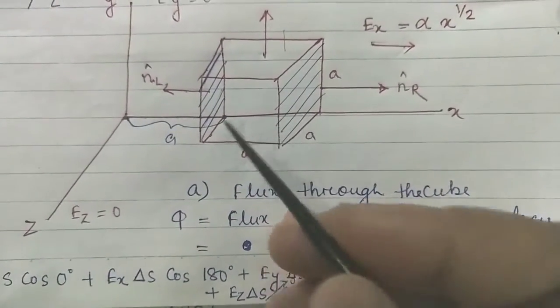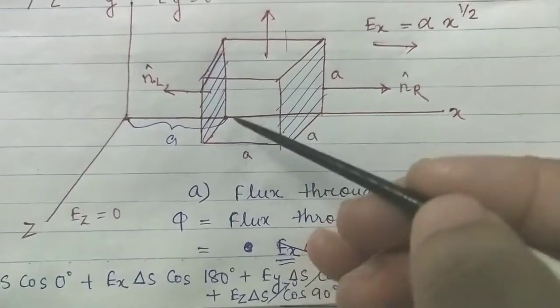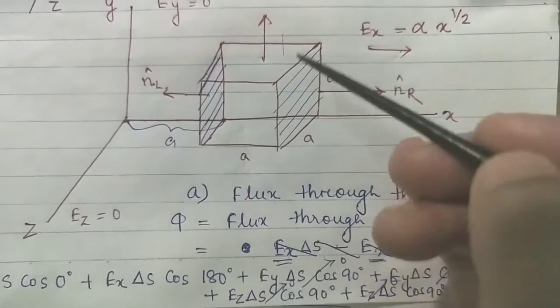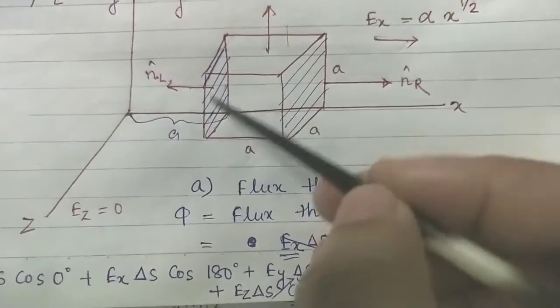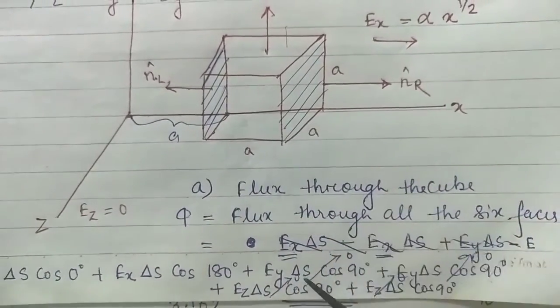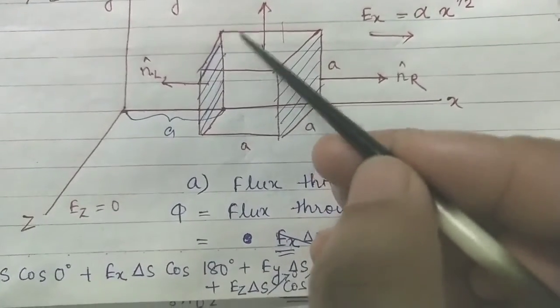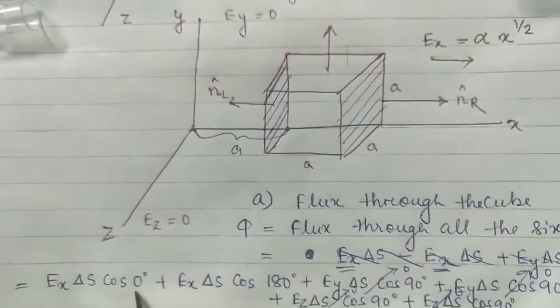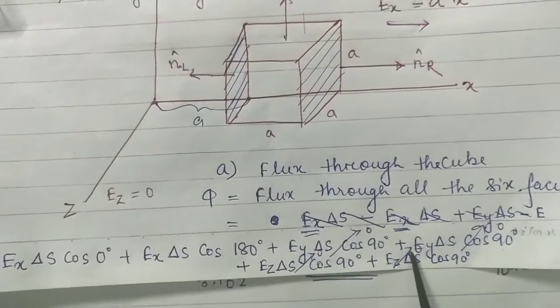Again we'll see for the z, that is the front and back faces. For the front face, what is the angle? This is towards the right, this is front, so 90 degrees, and the back side also 90 degrees. So Ez del S, this front area, cos of 90 degrees, plus for the back surface you can write Ez, this area, 90 degrees. Now we have included all the 6 faces: 1, 2, 3, 4, 5, 6 faces.